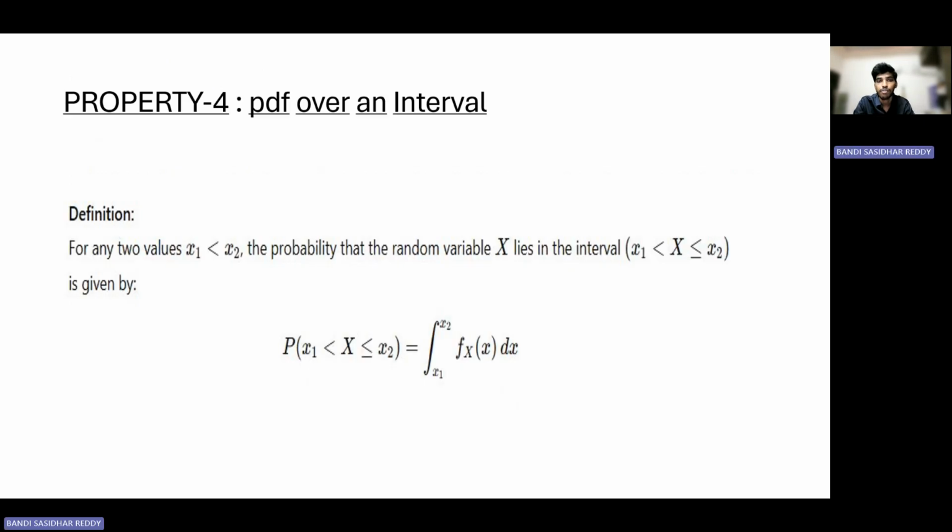Property for PDF over an interval. For our random variable existing between two constants x1 and x2, where x1 is less than x2, the probability of the random variable lying in the interval x1 < X ≤ x2 is P(x1 < X ≤ x2) equals the integral from x1 to x2 of f_X(x) dx.